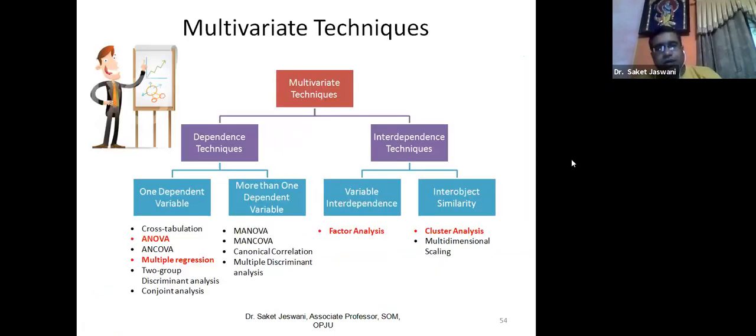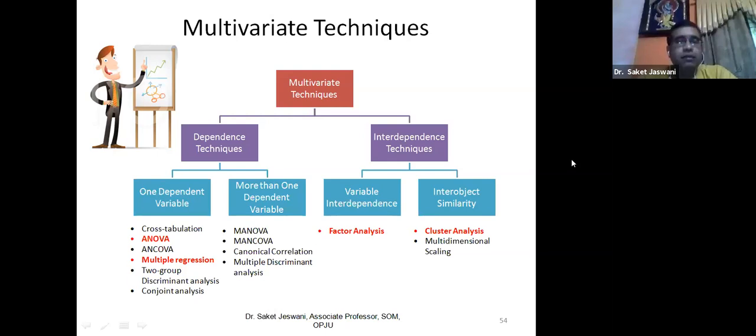When we talk about dependence and interdependence techniques: when there is one dependent variable, we use ANOVA, ANCOVA, multiple regression, discriminant analysis, or conjoint analysis. When there is more than one dependent variable, we use MANOVA, MANCOVA, canonical correlation, and multiple discriminant analysis. When there is interdependence of variables, meaning variables do not depend on each other, exploratory factor analysis is the technique.